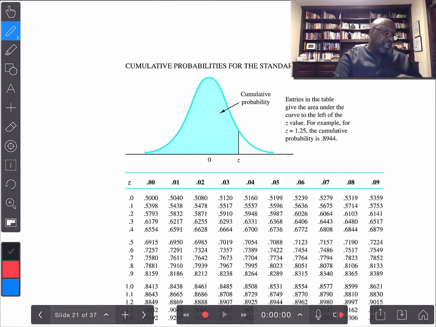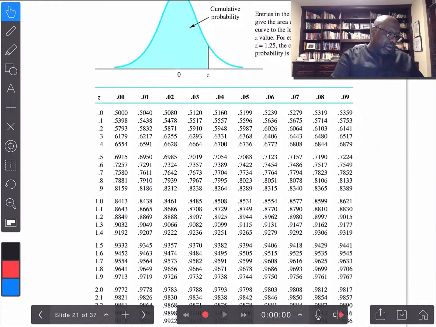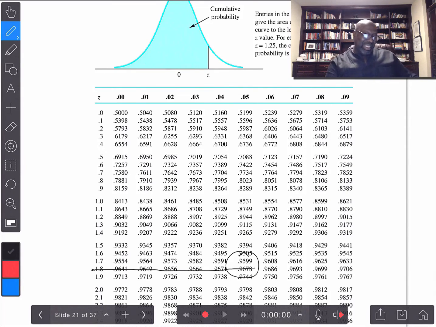And then if I keep going, I believe I'll get the other, there you go. I need positive 1.75. Going across at 1.7, it is this value right here, 0.9599. And so to get the area in between the two, I need to subtract 0.0401 from 0.9599. And then that will give me the answer.